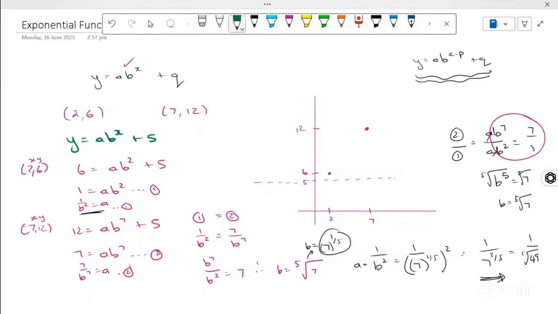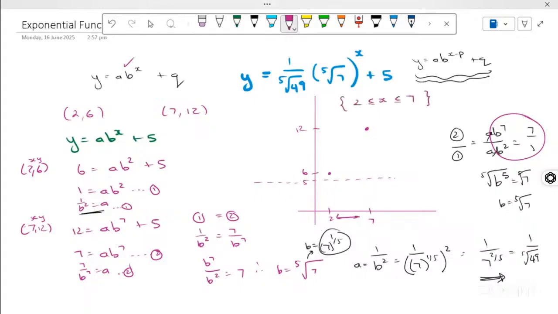Great. All right, so my final equation here comes to y equals a, which we're saying is 1 over the 5th root of 49, times b, which we're saying is the 5th root of 7, to the power of x plus 5. And don't forget that we have to put a domain in here. The domain is also going to be from 2 to 7, greater than or equal to 2, less than or equal to 7 over here. All right, so we're given 2 random points for this question, and we're solving it simultaneously.